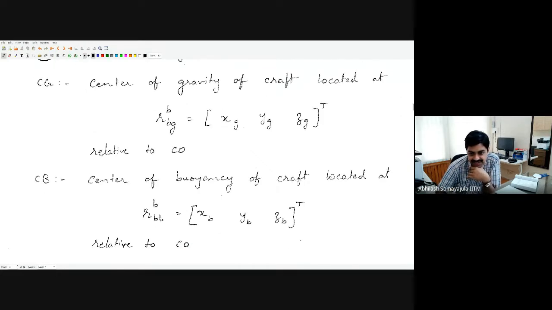Similarly, the center of buoyancy of the craft is located at rbb, where I'm talking about where the center of buoyancy is. Here there is a little bit of confusion as to what this B stands for, but just think of this B as the center of buoyancy. So where is the center of buoyancy in the body fixed frame from the body fixed origin? I'm trying to determine that, and that vector is expressed in the body frame. So xb, yb and zb denote the coordinates of the center of buoyancy expressed in the body fixed frame.